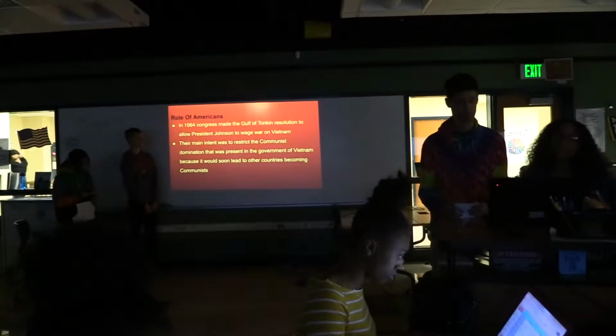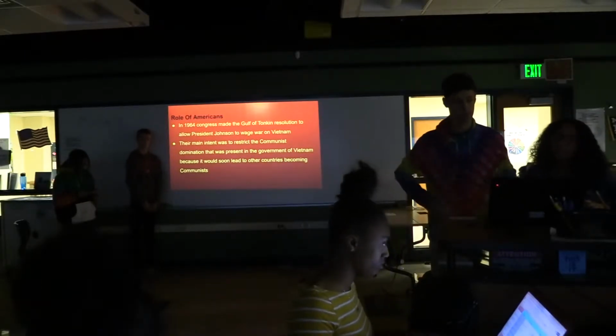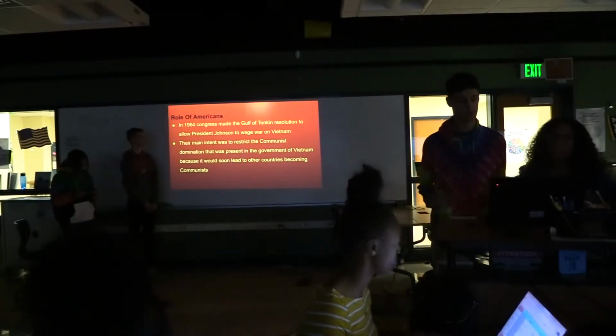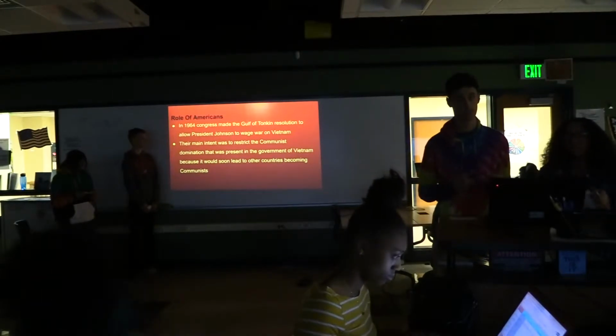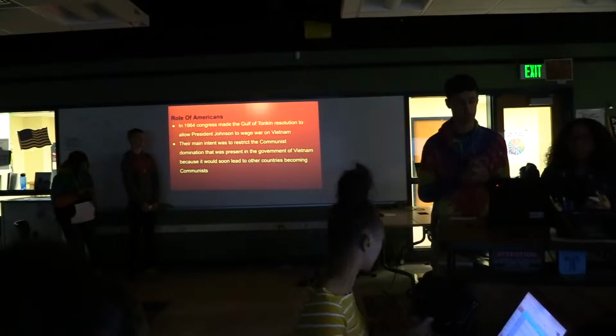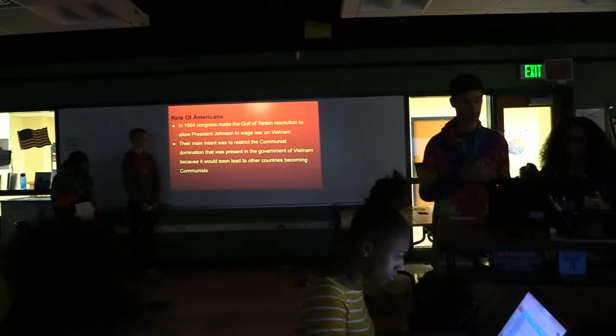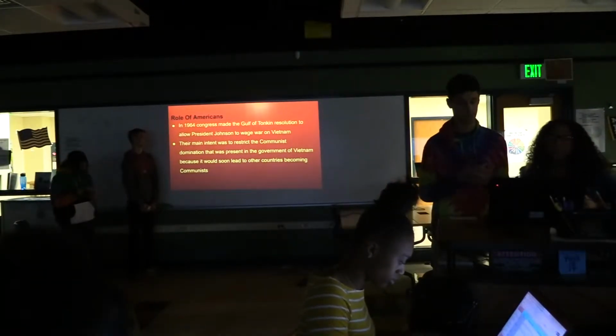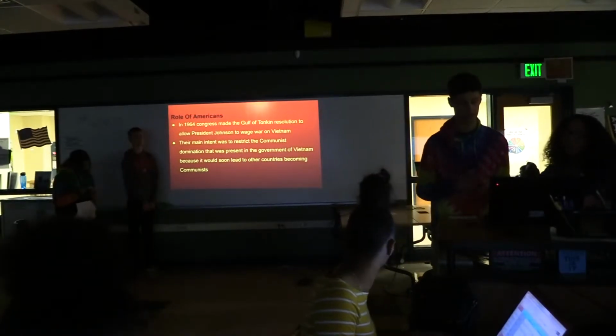Role of Americans. In 1964, Congress made the Gulf of Tonkin Resolution to allow President Johnson to wage war on Vietnam. Their main intent was to restrict the communist domination that was present in the government of Vietnam because it would soon lead to other countries becoming communist.